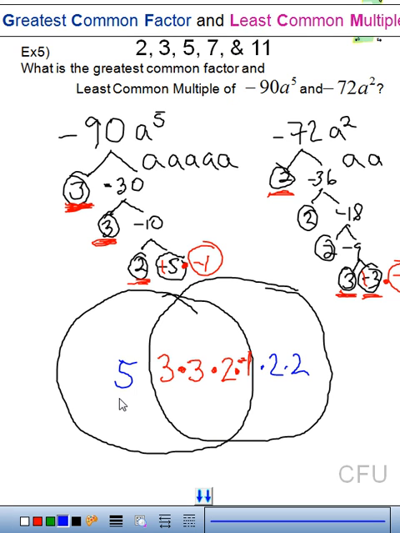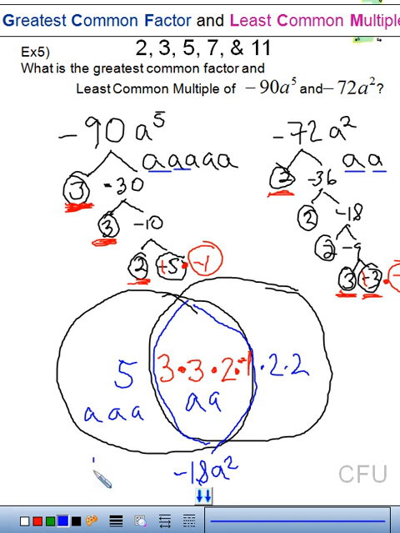All right, now let's go with the variables. How many variables do both of these have in common? 2 A's, this one and this one. So I write them in here, A and A. How many are left over out here? A, and A. How about over here? Any of them? No. So check this out. So my GCF is, what is 3 times 3? Times 2 times a -1, -18. And what is A times A? A squared. And that's my GCF.